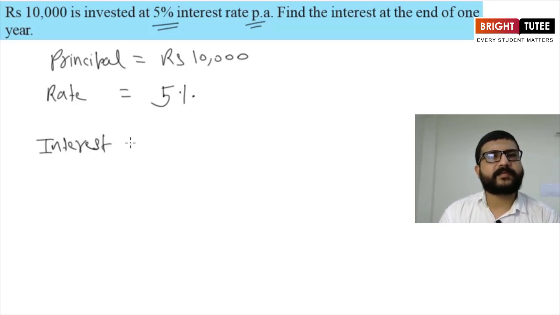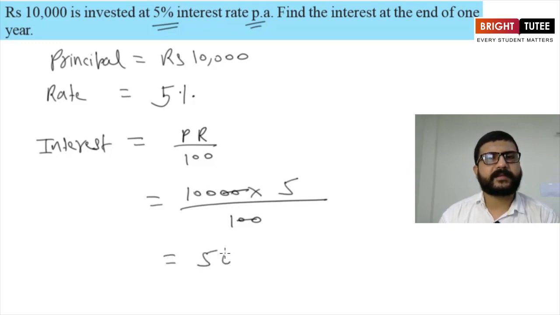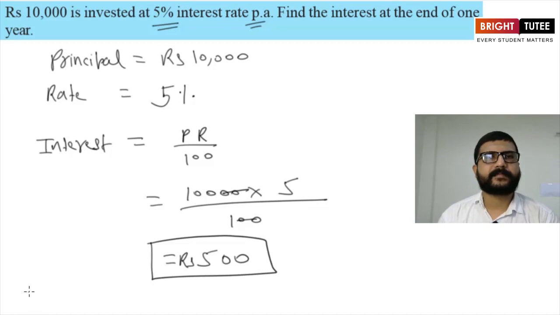For how many years do we have to find? We have to find only for 1 year. So it will be PR upon 100. Now from here, what is the value of P? It is 10,000 into R, which is 5, upon 100. Now we can simplify this. So 100 into 5 will give us 500. So the interest at the end of 1 year will be rupees 500. So this is how we can find interest for 1 year. Now let's try a few more questions.